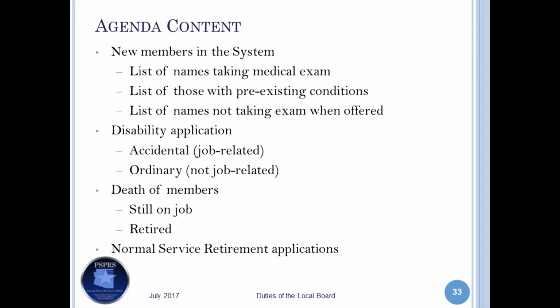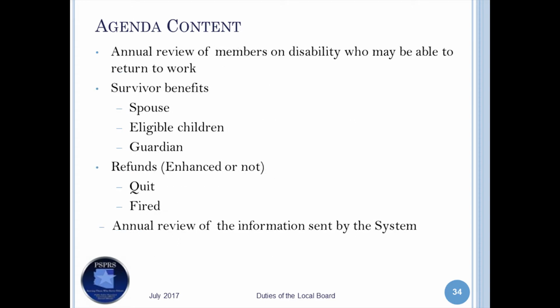On your agenda, you should always have a disability application. There's accidental, which is job-related, and ordinary, which is non-job related. You may have a death of a member, he's still on the job, he may be retired, and normal service retirement applications. All of this should be on your agenda every time. If you don't have it, just take it off the agenda and put it on the next time. Make sense? Okay. What else should be on the agenda? You should have the annual review of any disabilities you may be looking at for return to work.